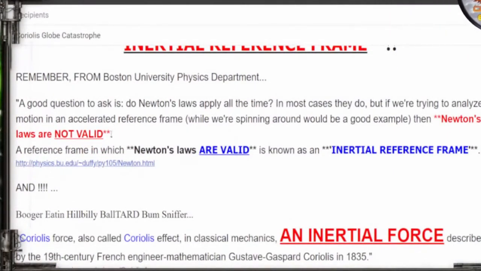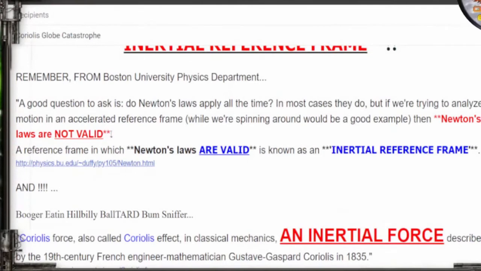Remember, from Boston University Physics Department, we're going to go over this again. A good question to ask is, do Newton's laws apply all the time? In most cases, they do. But if we're trying to analyze motion in an accelerated reference frame, you see with the Earth rotating, it's constantly accelerating. Most people don't know that, but I digress. While we're spinning around would be a good example, then Newton's laws are not valid. Even from your own priests. What are you going to do with that?